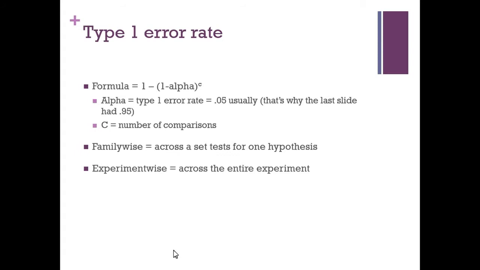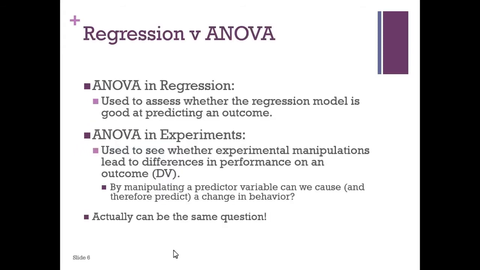Most people correct for alpha family-wise because it's less strict. And we'll talk about how to do that today. So we can't do t-tests. There's your why can't I do t-tests. Instead, we're going to do ANOVA.